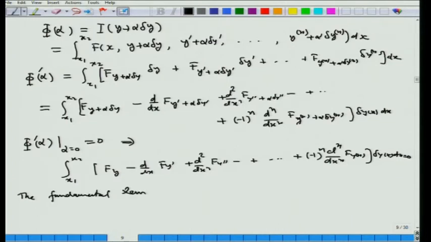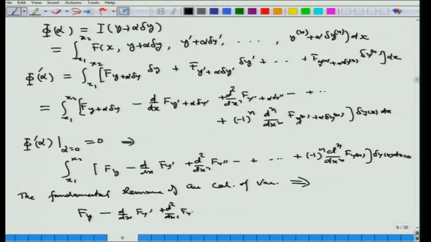So, the fundamental lemma of the calculus of variation implies that f y minus d by dx of f y prime plus d 2 by dx 2 of f y double prime, minus plus and so on, plus minus 1 to the power n d n over dx n of f y nth derivative is 0.